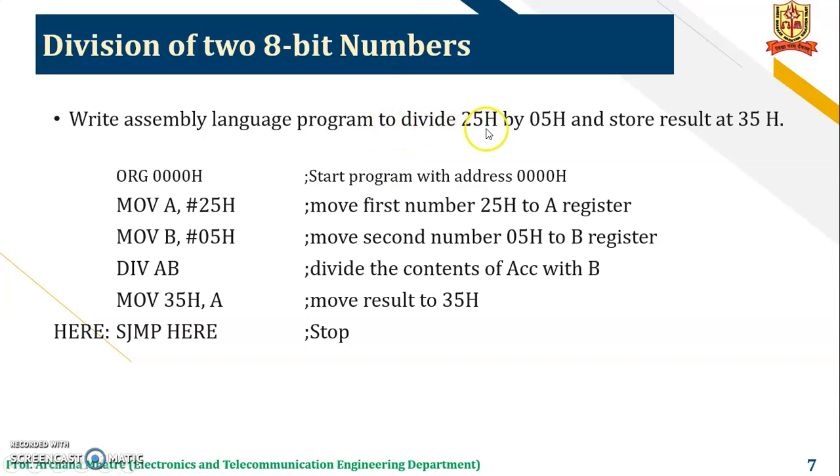Now next is a division program. Here we have to divide the number 25H by 05H and store the result at 35H memory location. We have studied that for division, the divisor will be stored in the B register. So here the divisor 05H is stored in the B register, and the dividend 25H is stored in the A register. Now divide A by B. The result is by default stored in the A register. So move that result into the 35H memory location as it is given in the program statement.